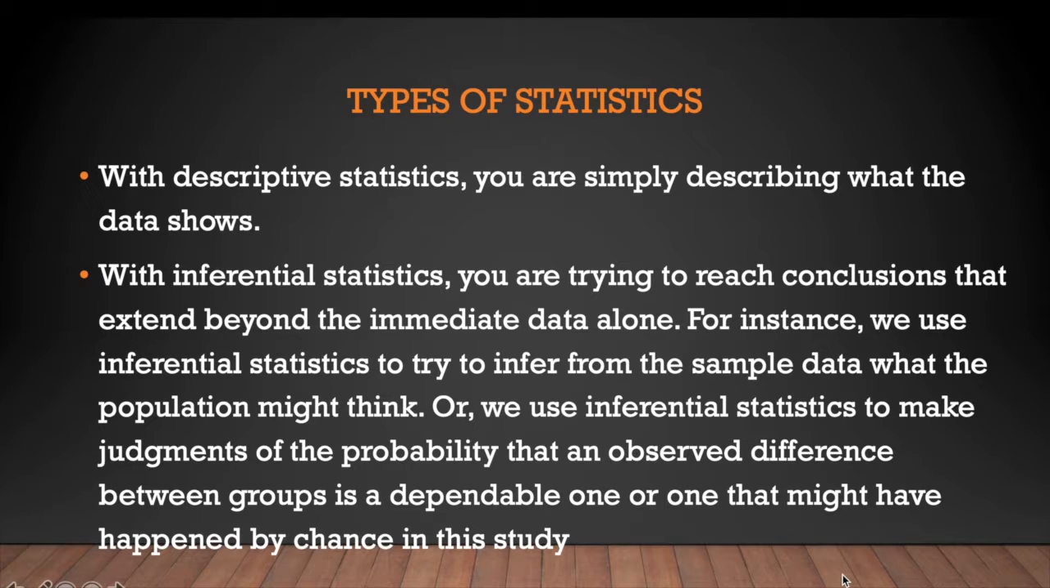Okay, basically there are two types of statistic. The first one is descriptive statistic, whereby you are simply describing what the data shows. And the next one is inferential statistic, whereby you are trying to reach conclusions that reach beyond the immediate data alone. For instance, we use inferential statistic to try to infer from the sample data what a population might think, or we use inferential statistic to make judgment of the probability that an observed difference between groups is a dependable one, or one that might have happened by chance in the study.